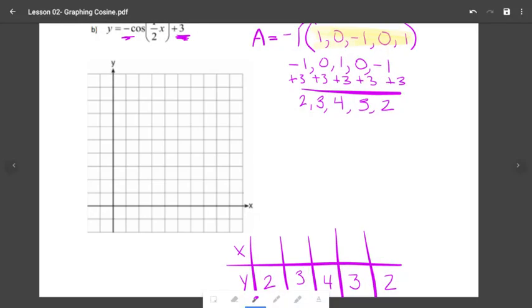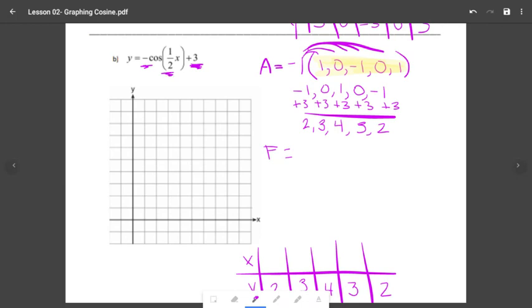To get the x's, again, that is the rest of f pi. F, the frequency, is 1/2. P, the period, the formula, remember, is 2 pi divided by the frequency. So 2 pi divided by 1/2. Be careful when you're dealing with the fractions, with division. This is where we tend to make our mistakes.